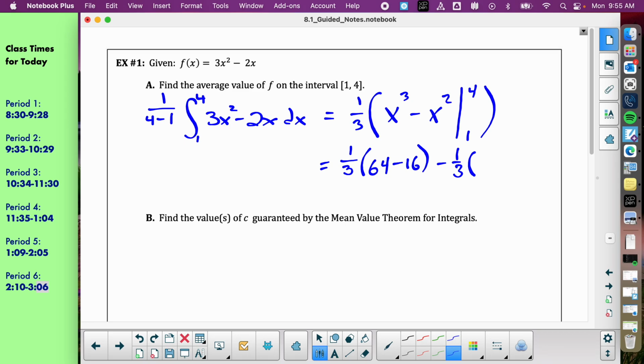1 minus 1. Oh, I like this math. This math is really easy. Okay, that cancels out. 48? 16 or 18? 16. So the average height is 16.